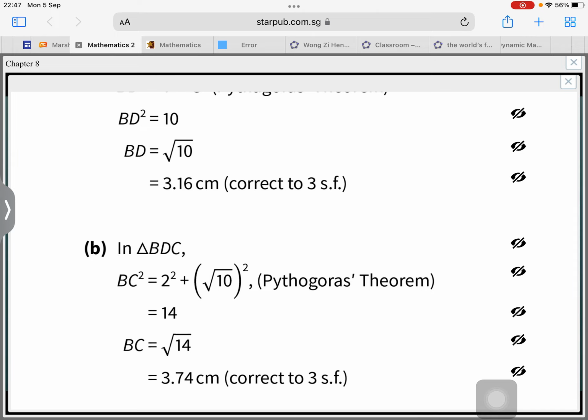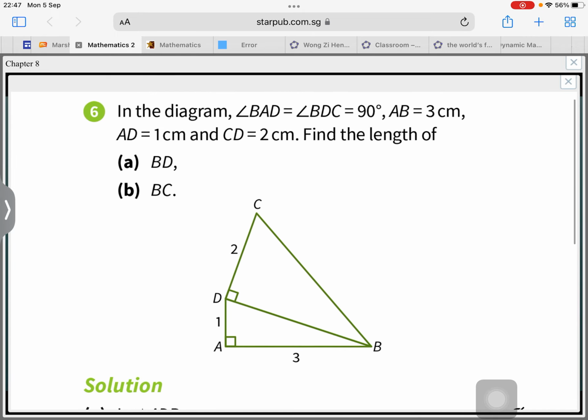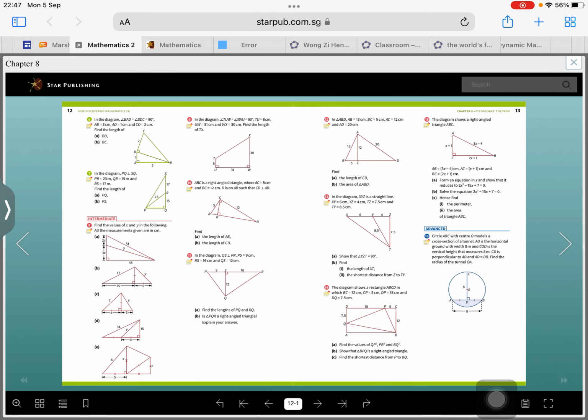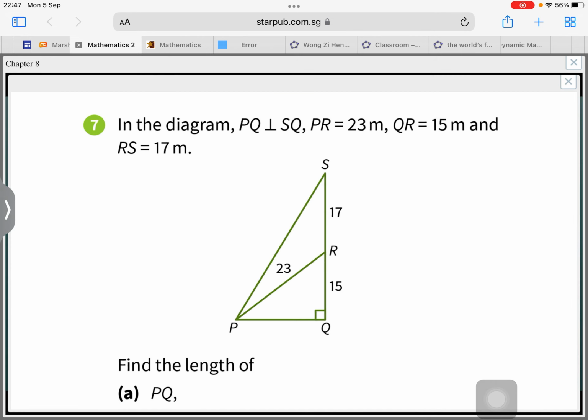Okay, so this is question 6. Along the way, I did not really pause for anything, because if you need to stop to take note of any of the answers, you can always just pause this video.